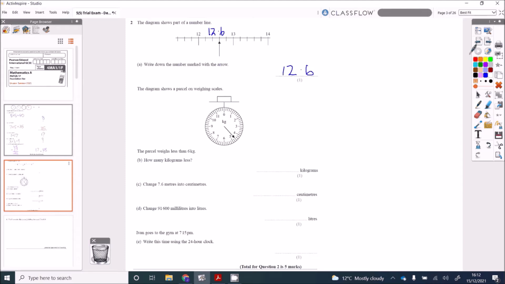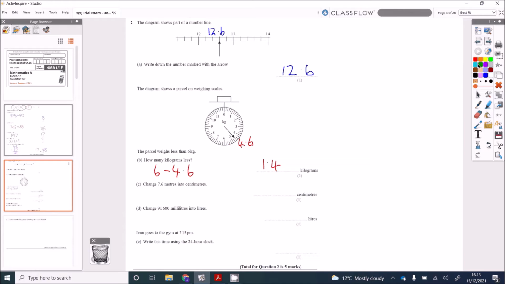Now for part B, the diagram shows a parcel on weighing scales. The parcel weighs less than 6 kilograms. How many kilograms less? So going from 4 to 5, again there is 5 steps. So we're going up by 0.2 each time. So 4.2, 4.4, 4.6. Now 6 kilograms take away 4.6 is 1.4 kilograms. Just check that on your calculator, just to be doubly sure.